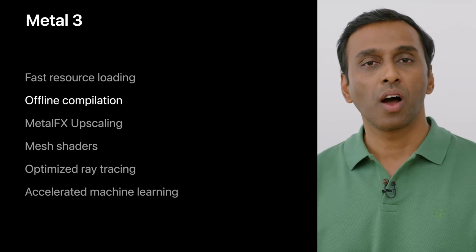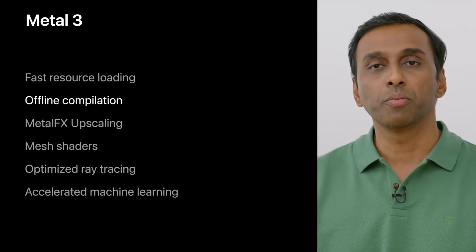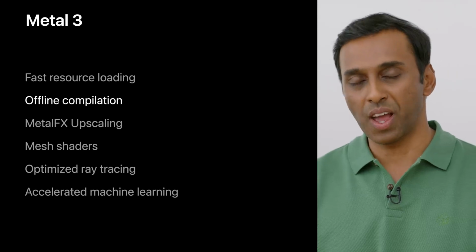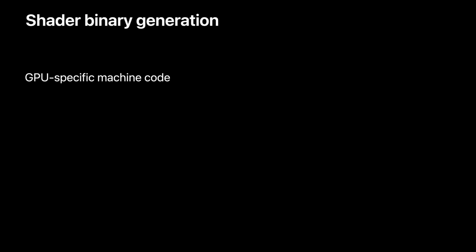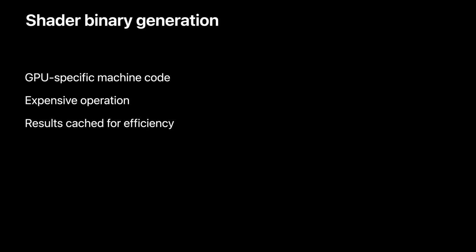Next, let me tell you how the new offline compilation workflow will help you reduce load times and stutters in your apps. Shader binaries are GPU-specific machine code that are traditionally generated while the app is running as part of the Metal pipeline creation process. Generating these binaries is an expensive operation that is usually hidden behind a loading screen during app launch. However, sometimes they need to happen in-frame, which in turn causes frame rate stutters. These binaries are cached by Metal so that you don't have to pay the cost often, but their cost is still observed on the app's first launch or whenever the binary is first needed.